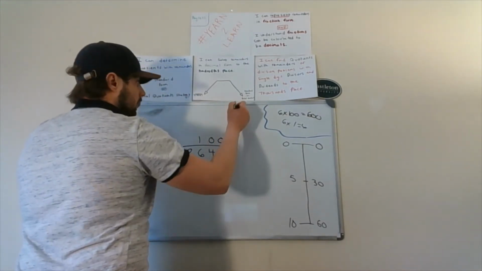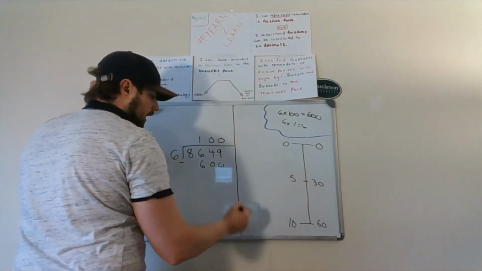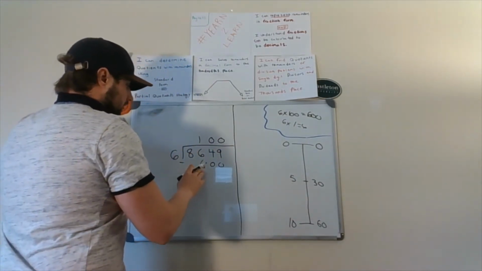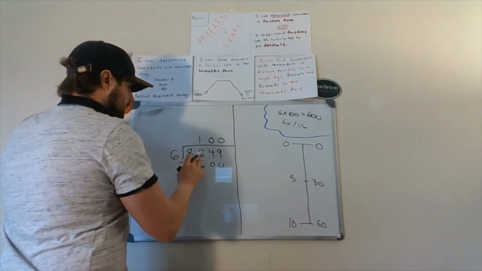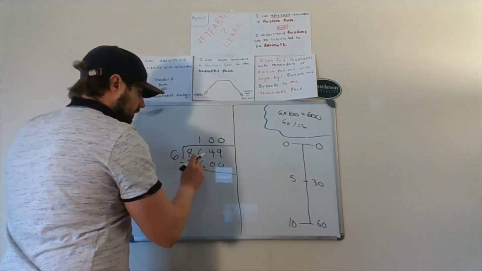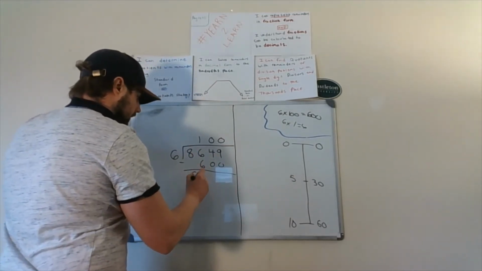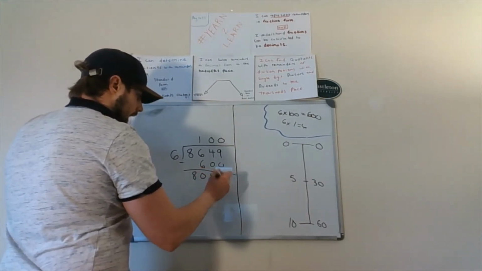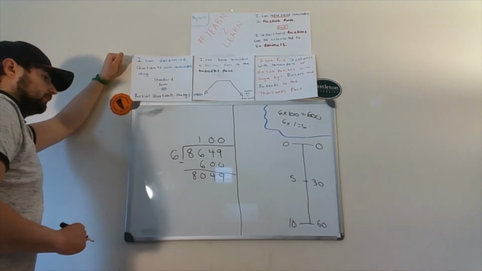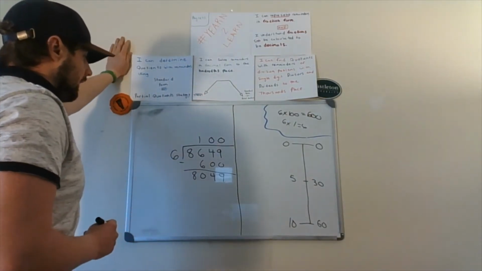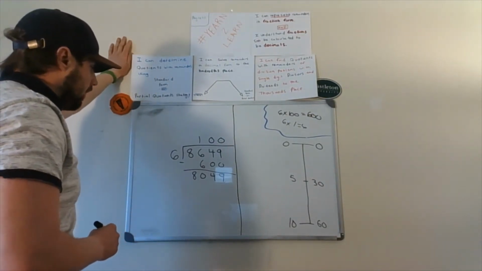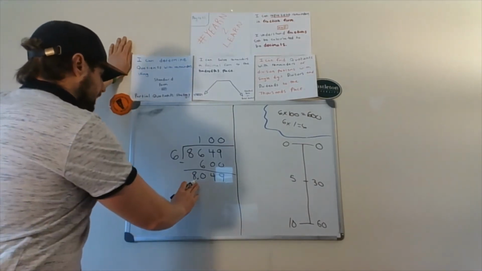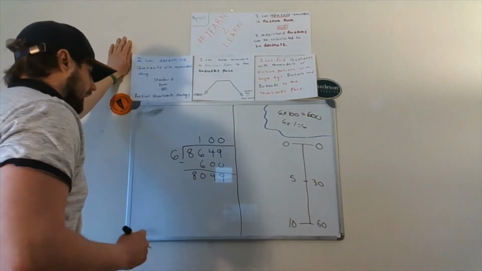600. Oh, guys, I forgot that darn line to separate my work. 8,649 minus 600. I know I'm just taking away that hundreds place. I'm going to get 8,049. So, I need to think big, look at numbers I know, work with numbers I know. All right, so I got this 8,000 I'm looking to chunk out.